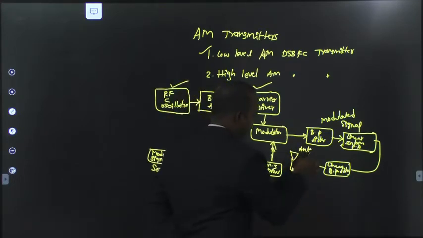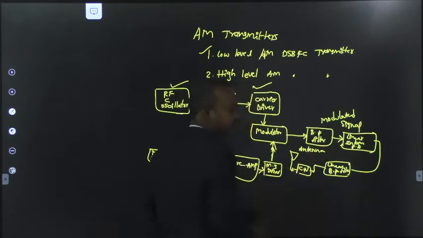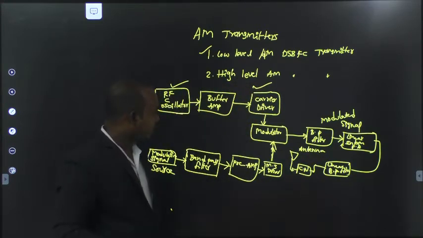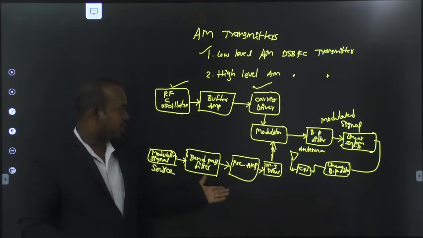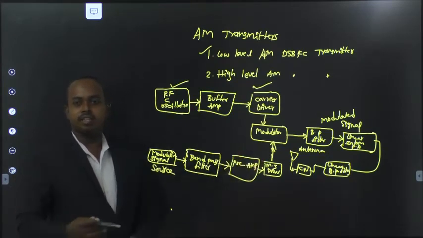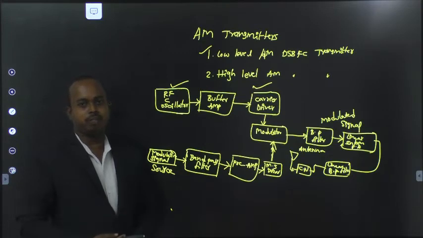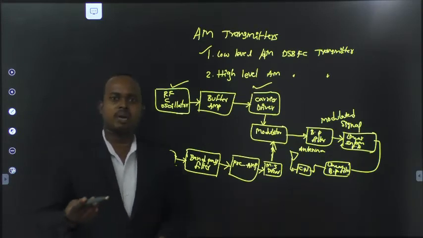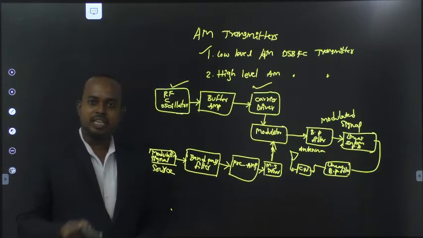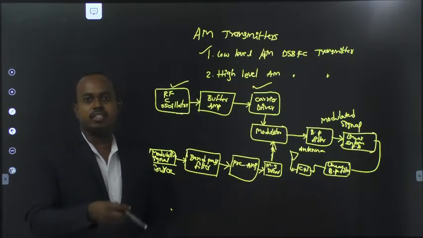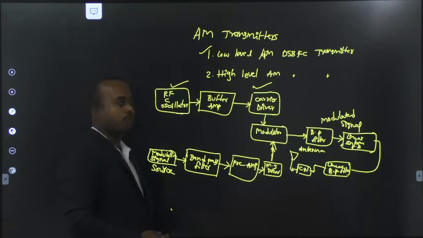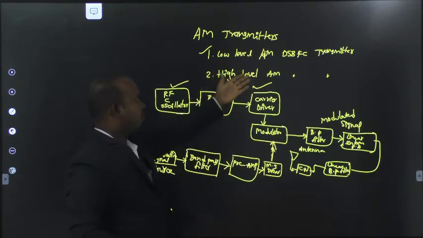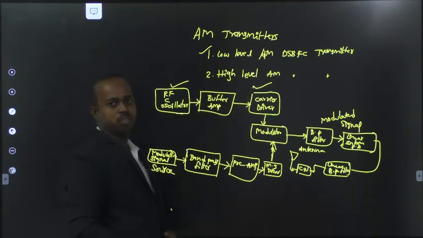This one is an antenna. By connecting to the antenna, it radiates the modulated signal you assign to this antenna. It radiates to the atmosphere. Antenna means an antenna is a metallic device. It can receive and transmit signals. This is the complete structure of the low level AM DSBFC transmitter.